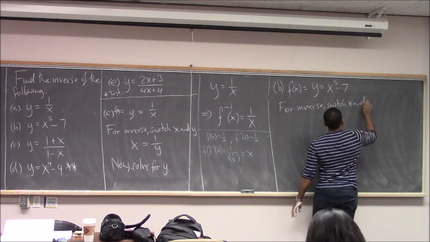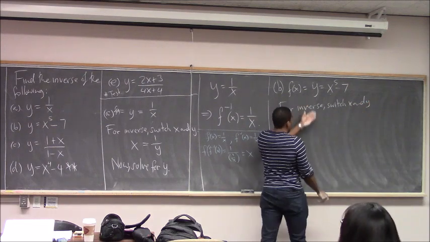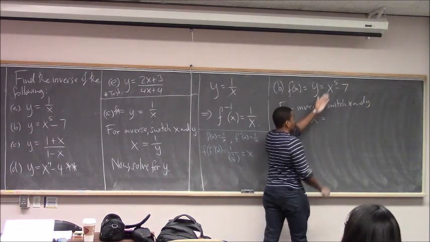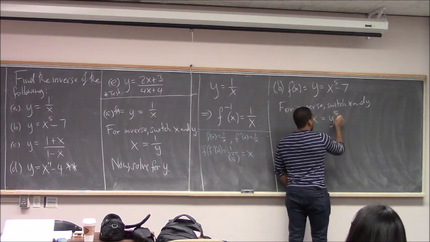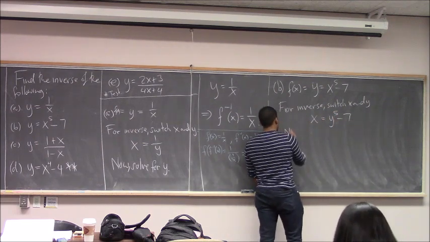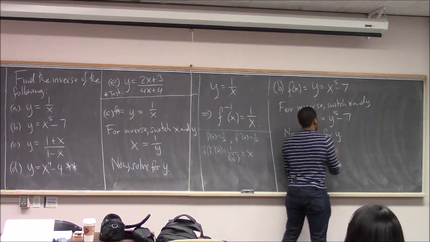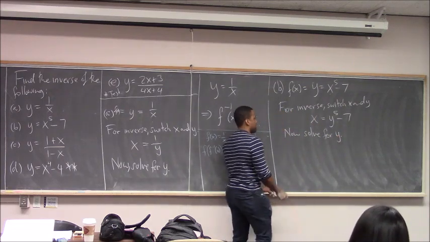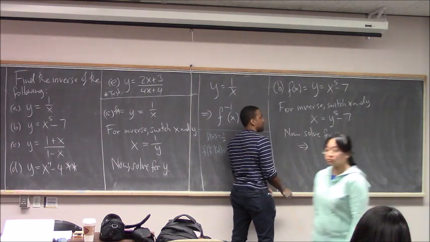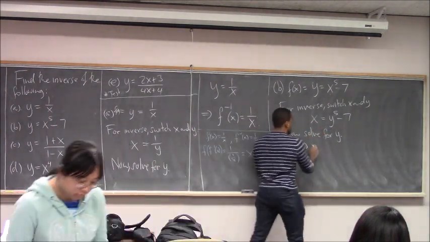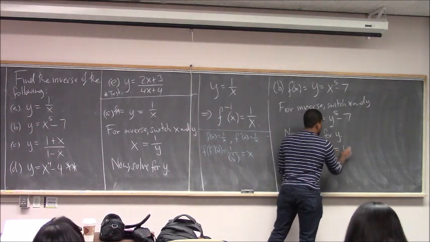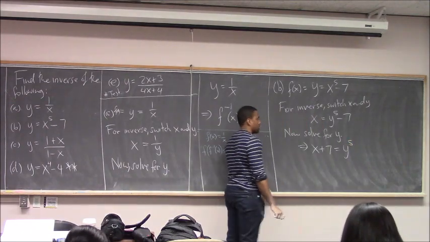Switch x and y. This means where there's a y, I'm going to put x, and where there's an x, I'm going to put y. Then I'll solve for y. How would you solve this equation for y? Add 7 to both sides, right? You want to isolate it, right? So now what?